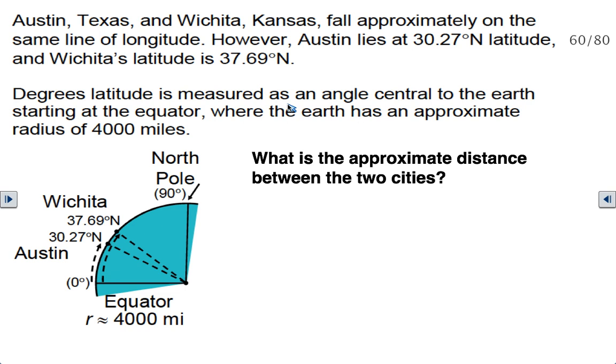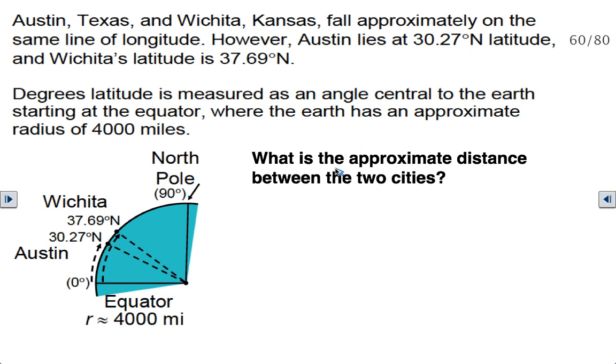If any of you guys have ever been in ROTC where you've taken a compass course, or if you've ever done geocaching, you know what latitude and longitude lines are. Essentially, they're just radiuses of the earth starting at the equator. And in this case, I want to find the distance from Austin to Wichita. And these are the degrees of the angle, okay, starting at the equator. So from the equator, it's 30.27 degrees to Austin, and then starting at the equator to Wichita, it's 37.69.